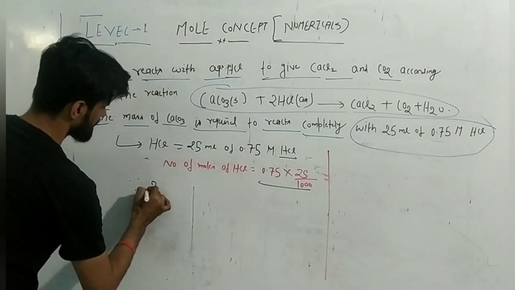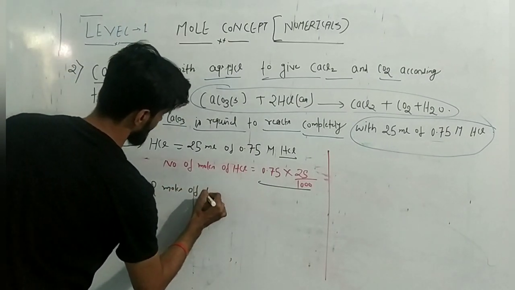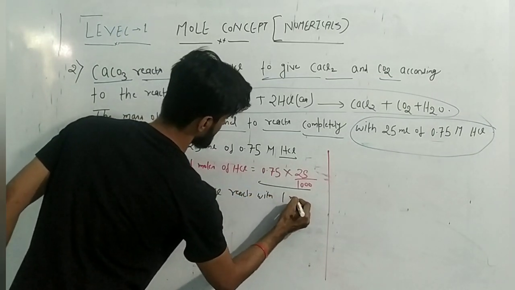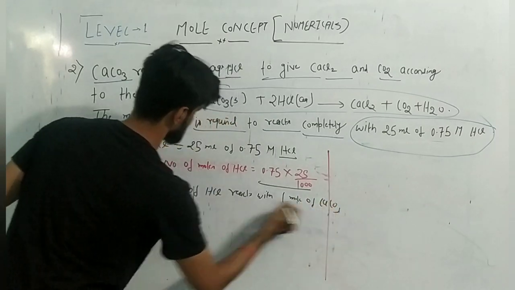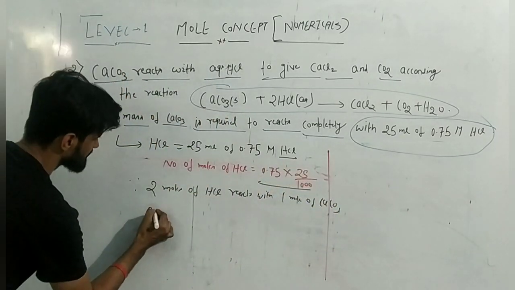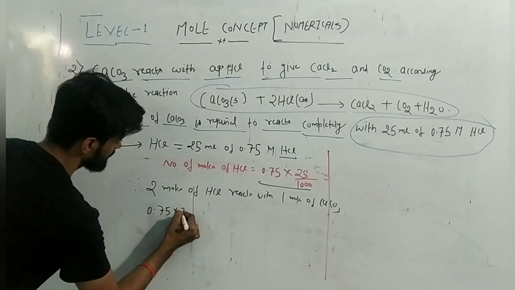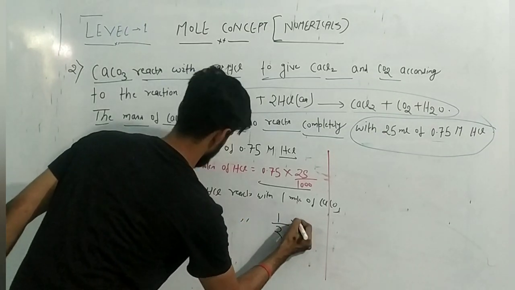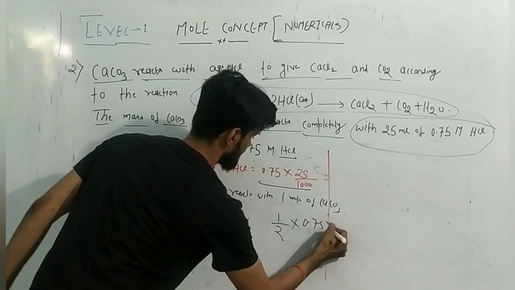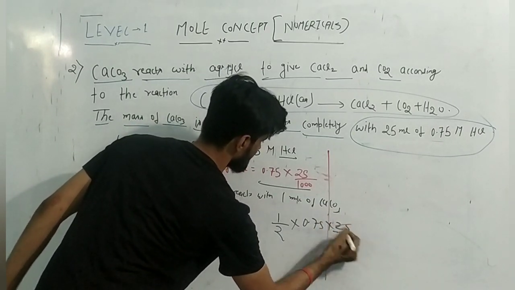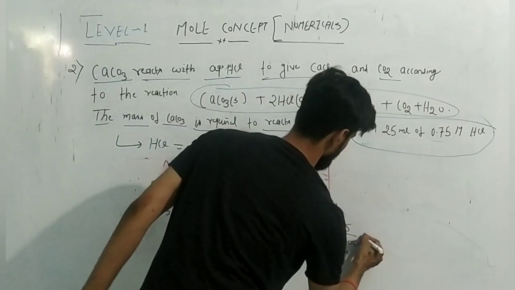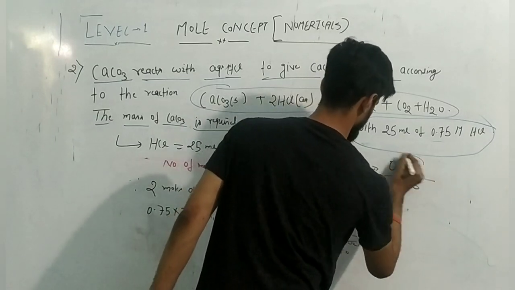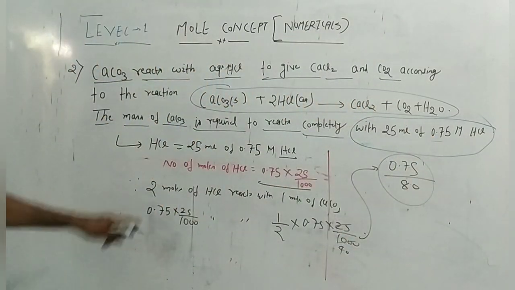Since 2 moles of HCl react with 1 mole of CaCO3, that much amount of HCl, 0.75 into 25 by 1000, will react with 1 by 2 multiplied with 0.75 multiplied with 25 by 1000. If you calculate, that will be 40, and from here you will get 0.75 upon 80. That much number of moles of CaCO3 you are getting.